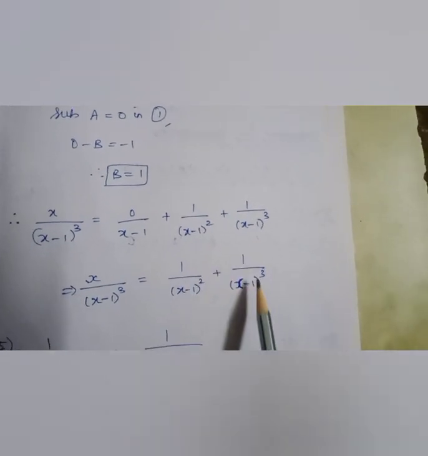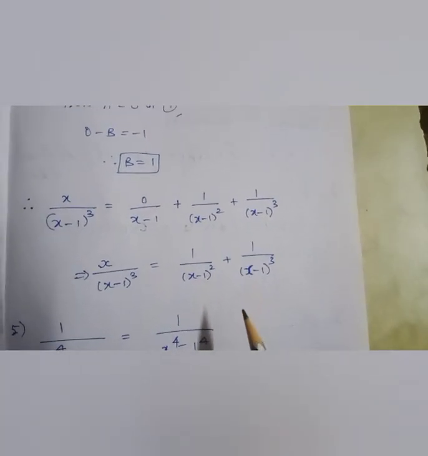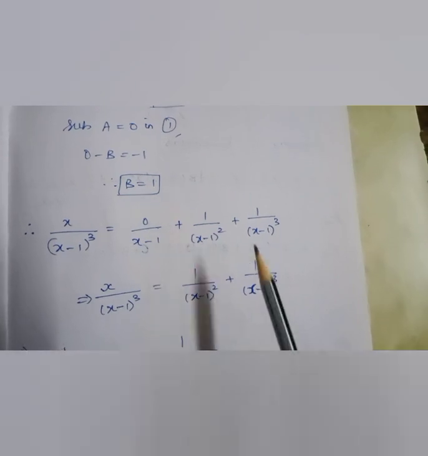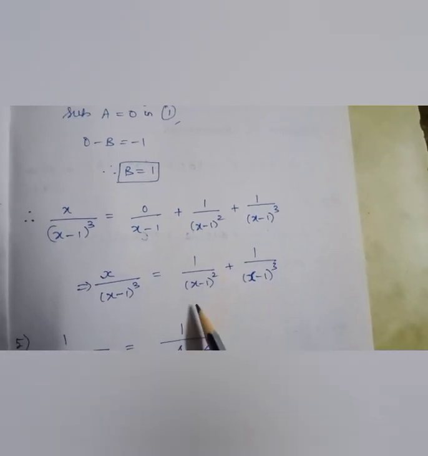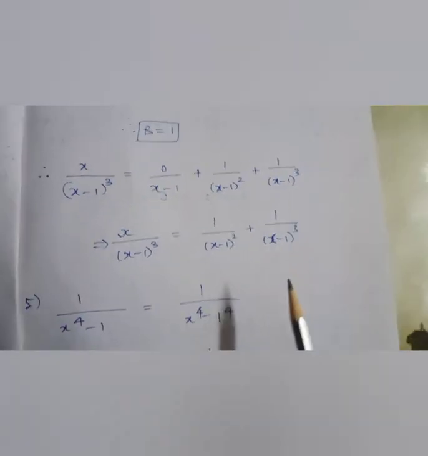Then I will substitute in the given expression. So this is how you have to solve the sum. Because one value is becoming 0, the answer ends up as 1 by x minus 1 the whole square plus 1 by x minus 1 the whole cube.